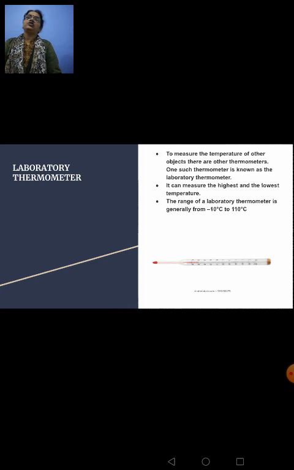Okay. Next, see, for measuring the temperature of the human body, we will go for a clinical thermometer. When you have to measure the temperature of other objects, there are many other thermometers. One such thermometer which is used in the laboratories, where they study the nature of objects, where they conduct experiments, where they do some research works and all. There they use these laboratory thermometers. It can measure the highest and the lowest temperature. The range of a laboratory thermometer is from minus 10 degrees C to 110 degrees C. Look at the thermometer image there. It does not have a bulb, you see. Okay.